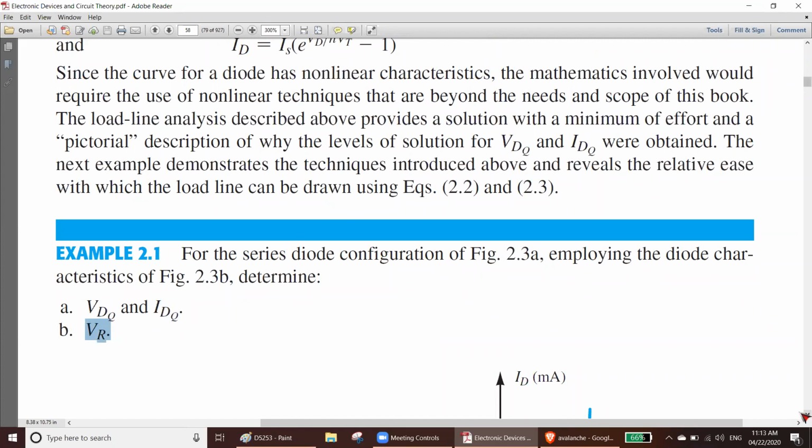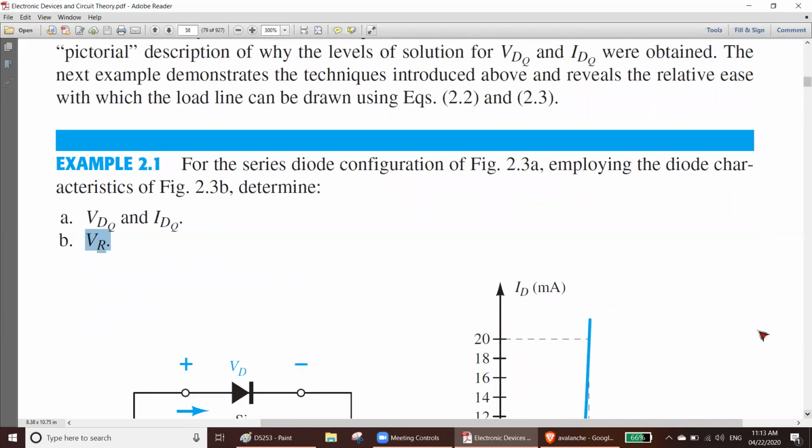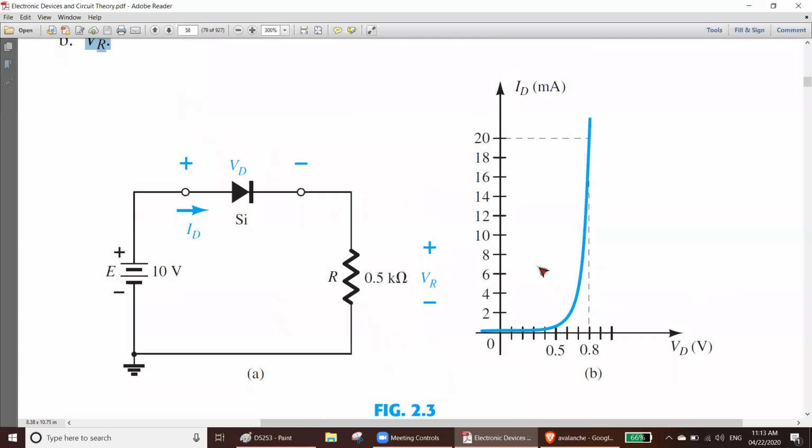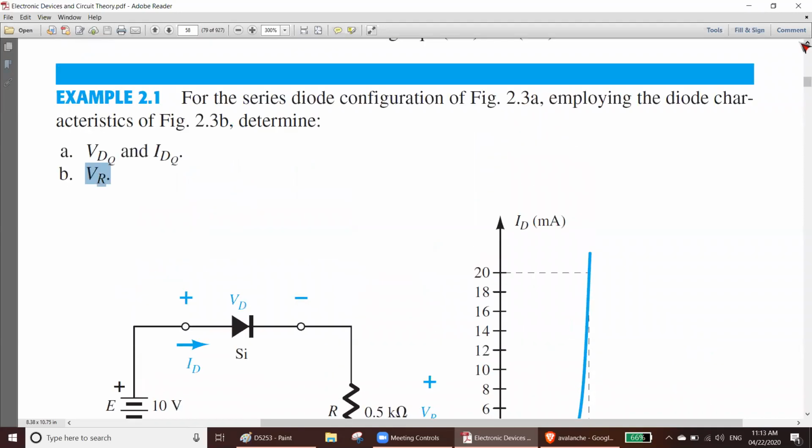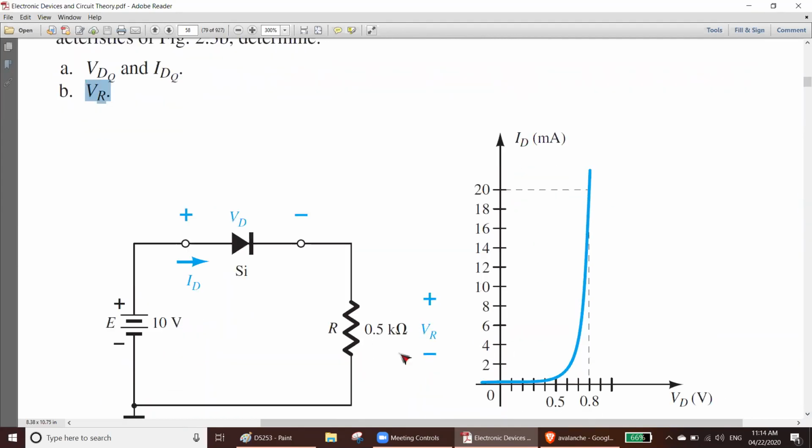What do I mean by that? See, your circuit is given and your characteristics curve is given. So you need to find VDQ, IDQ, and VR. VR means the voltage of the resistor. VDQ means the voltage of the diode. IDQ means the current of the diode.